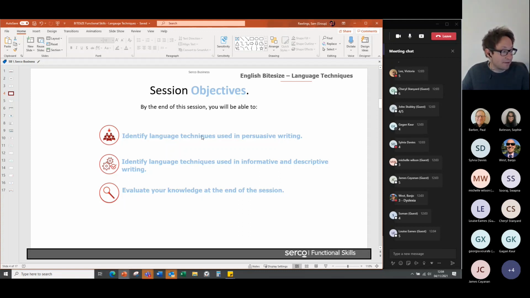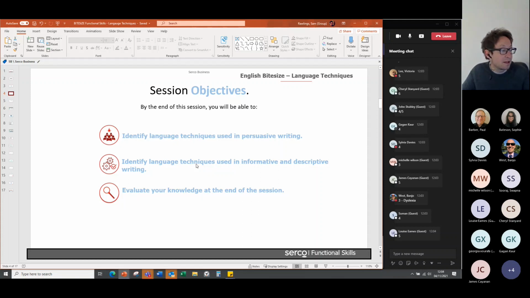The first objective of this session is to look at the language techniques that are used in persuasive writing. And hopefully by the end of this section, you guys are going to be able to identify persuasive writing techniques. So you'll be able to look at a bit of text and say, that's a writing technique.